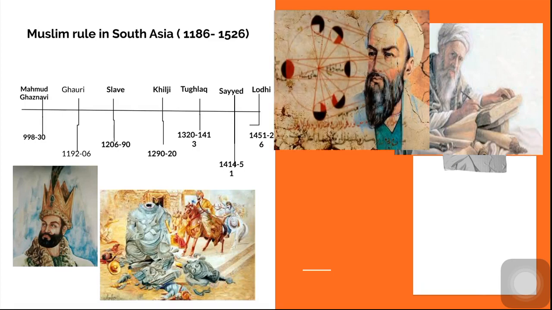Al-Biruni was the person who first told us about the phases of the moon. So he was a scientist, and he had knowledge of astronomy as well.